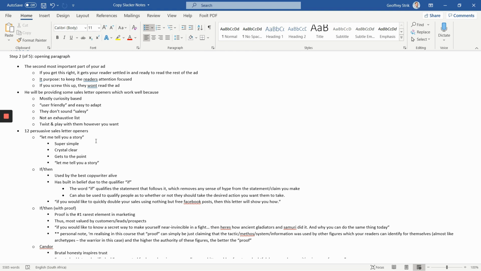For example, if you'd like to quickly double your sales using nothing but free Facebook posts, then this letter will show you how. If you were to just begin by saying, quickly double your sales using nothing but free Facebook posts, that wouldn't really sound believable. But simply because you've started the sentence with the word "if," sort of like you're qualifying them, if you'd like to do the impossible thing, then you should carry on reading. Somehow this works like a workaround.